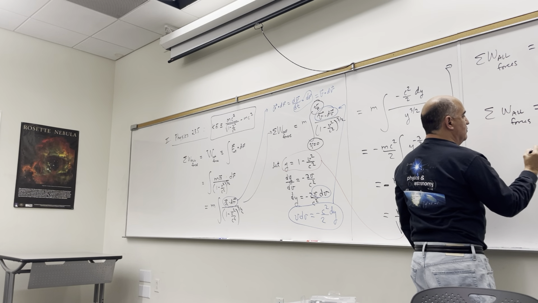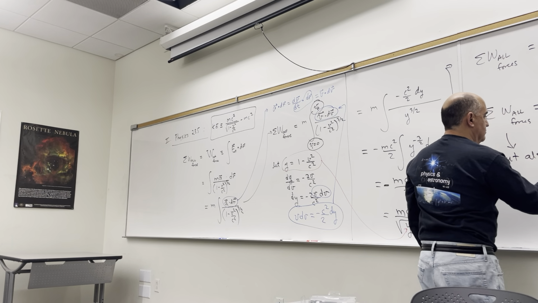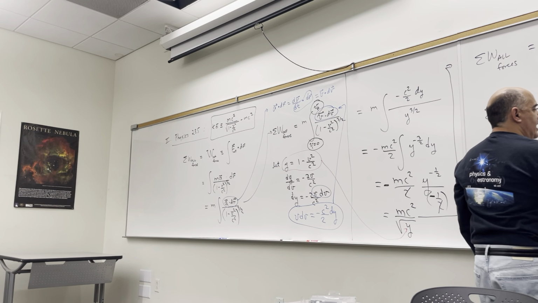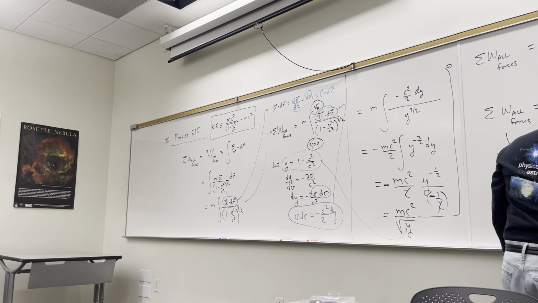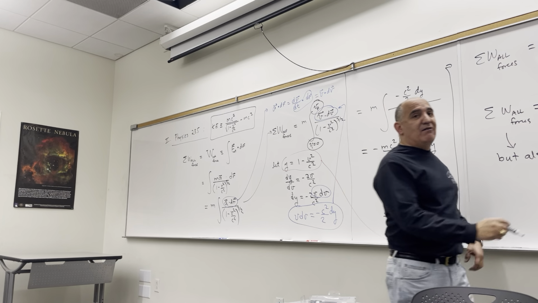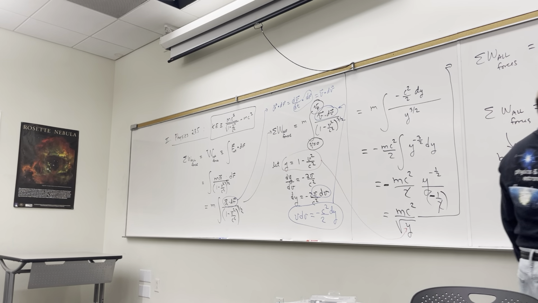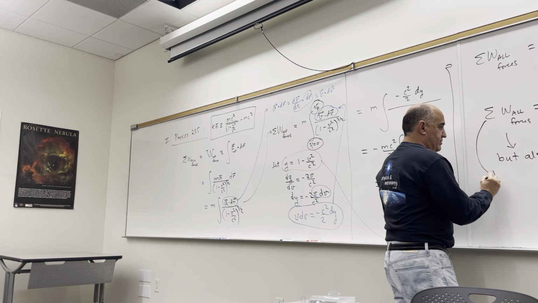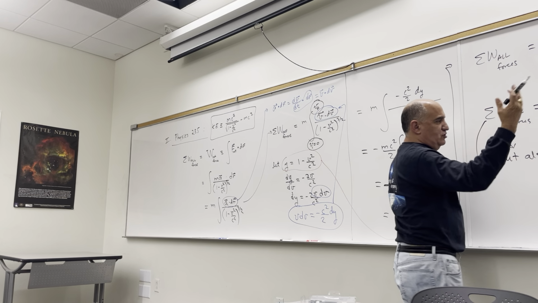And this is equal to the change in kinetic energy, which would be kinetic energy final minus kinetic energy initial. But in this particular problem, I just chose the initial kinetic energy to be 0. So in this particular derivation, this is 0. Therefore, the work done by all the forces is just the final kinetic energy, because I let the initial kinetic energy be 0.